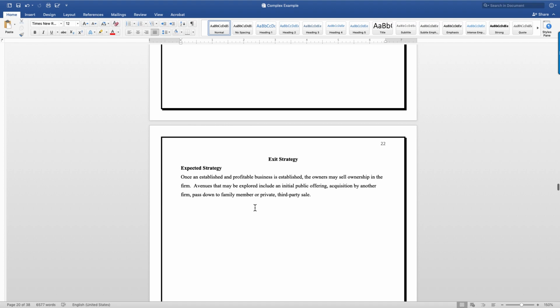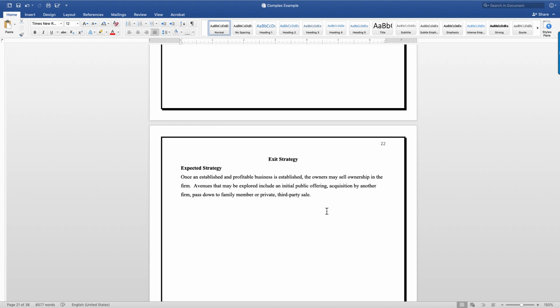Exit strategy, usually put a little bit more information in here. Again, it depends on the company. But this right here is just saying, after a few years when your company's up and going, how are you going to get rid of it? What are you going to do? Are you going to give it to a family member? Are you going to sell it on the open market? Are you going to go public?